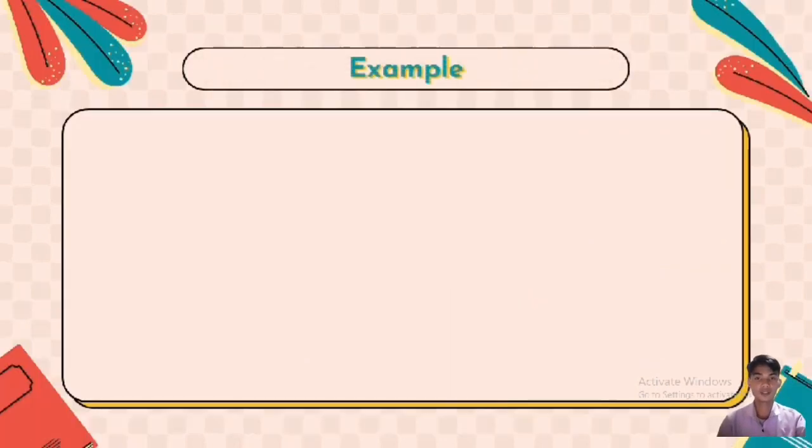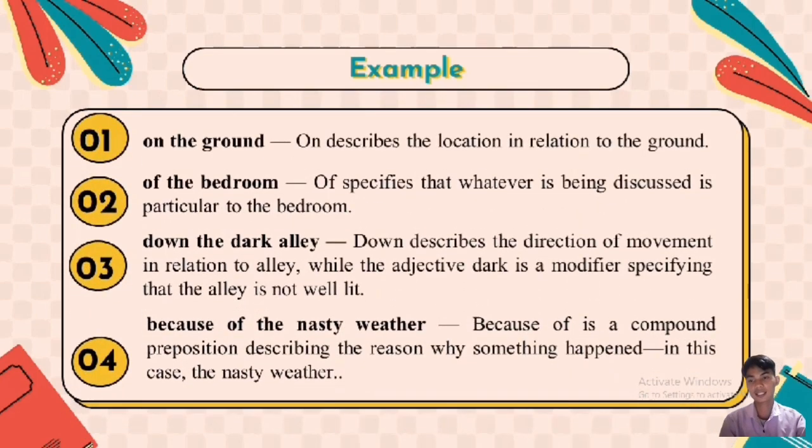Okay, here we can see an example. The first one is "on the ground." The example here is simple, but okay, this is short. So we know "on" here is a preposition and "the ground" is a location.